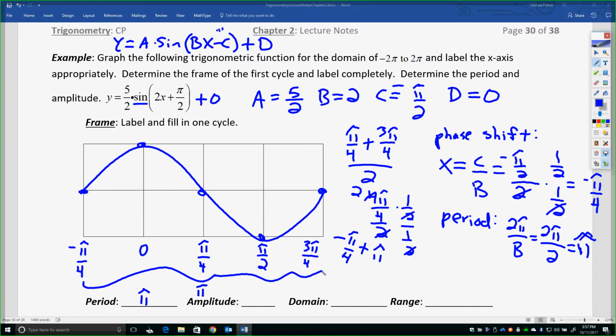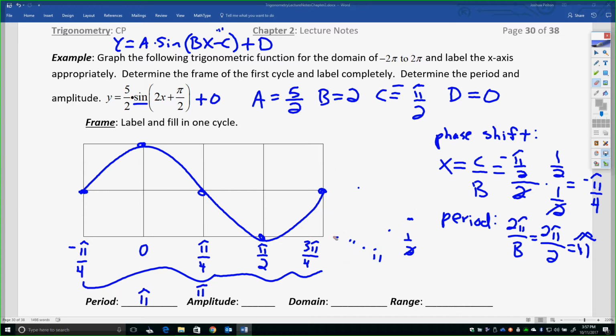Okay. Alright, so now we have our x-axes. Now we can make our y-axes. Our y-axes is going to come from the amplitude and the d value. So let's erase our work over here. Okay, so our amplitude is the a value, so that's 5 over 2. So this is d plus the amplitude, and this is d minus the amplitude, or the a value.